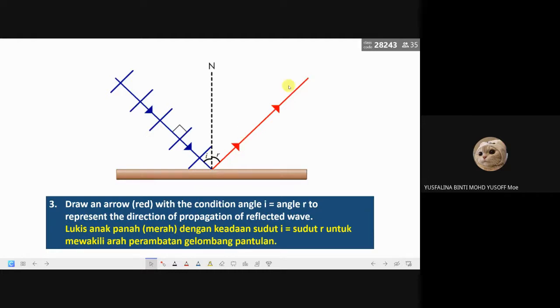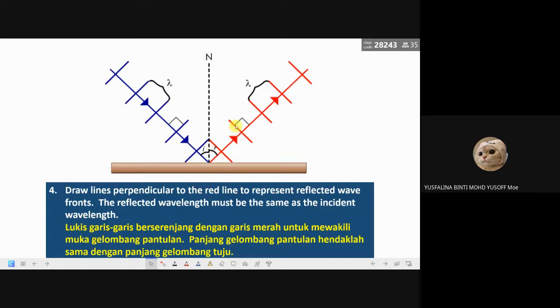After you underline, this is the direction of propagation. The wave travels from here to here, then is reflected back. Again, on the reflected wave, on the red line here, you draw the wavelength again. But you have to make sure the reflected wavelength is the same as the incident wavelength. Let's say this is 2 cm, so this one also must be 2, this one also 2, this one also 2.